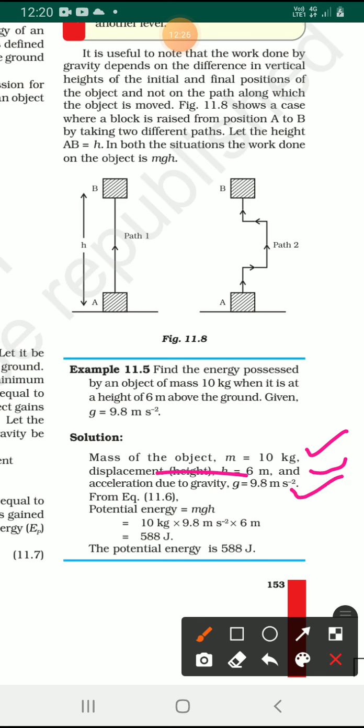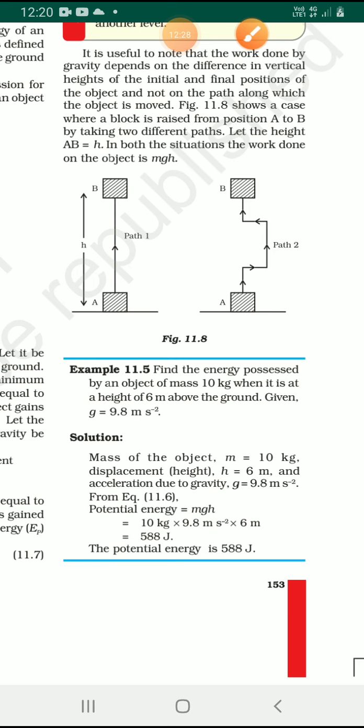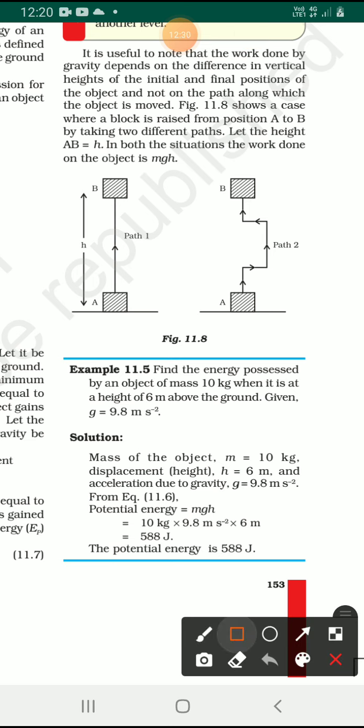So the potential energy formula, what is that? mgh. Just now I told you: mass, gravitation, height. We just substitute the values. Mass is 10, gravitation is 9.8, and the height is 6. So the total answer comes as 588.